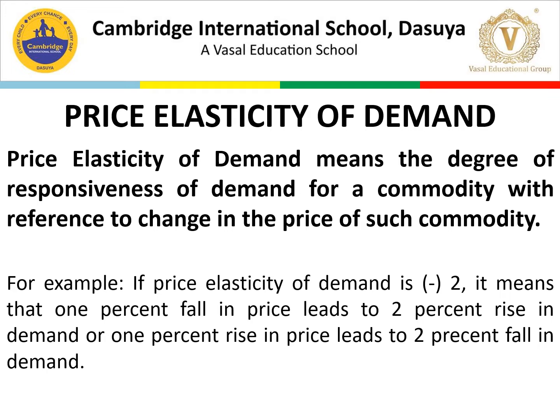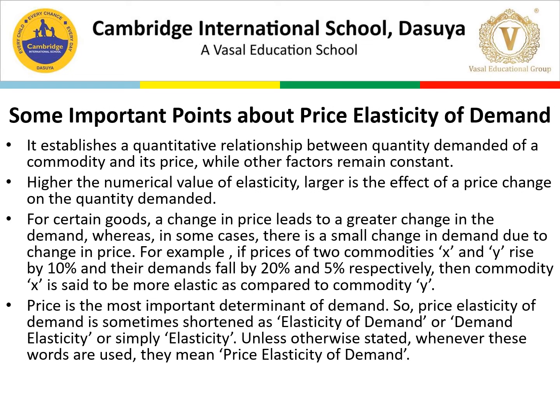Next thing is some important points about price elasticity of demand. The first thing is it establishes quantitative relationship. Quantitative means in the quantity, in the numerical values. So between quantity demanded of a commodity and its price, while other factors remain constant. Again, ceteris paribus. So other factors we suppose are constant, but only the change occurs in the quantity demanded and the price. So we are just judging the change in quantity demanded because of change in price.